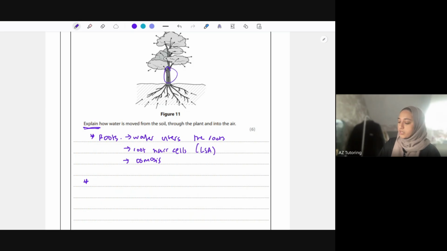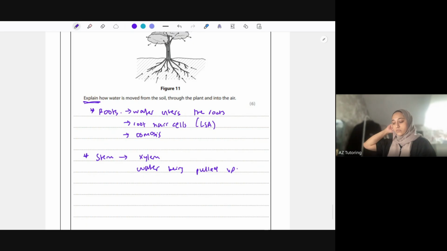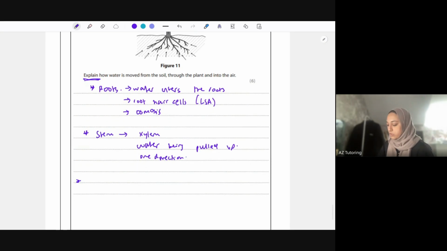The next part it's going is the stem or the trunk of that tree. Now through the stem, remember there's a xylem and phloem inside the stem. The xylem is for water, phloem is for food and nutrients. So we're talking about the xylem here. And remember the xylem, it just goes in one direction. So it's long and thin, and the water's being pulled up. So yeah, it just goes in one direction is probably what I would say as well. They call it something, but I forgot what it's called.